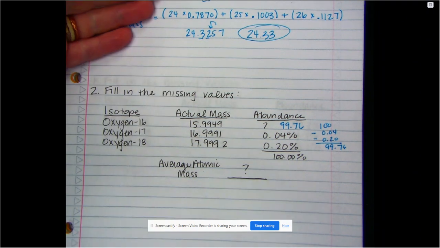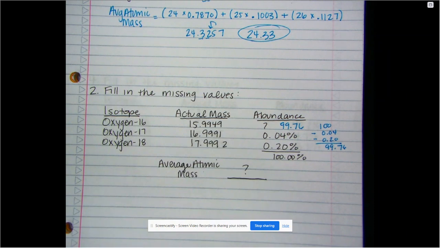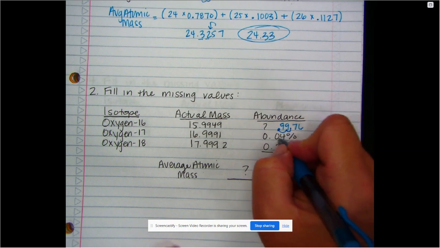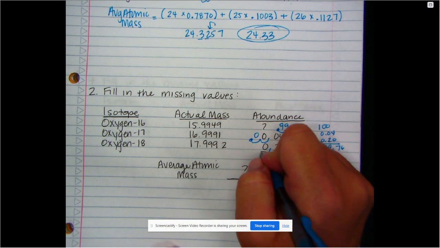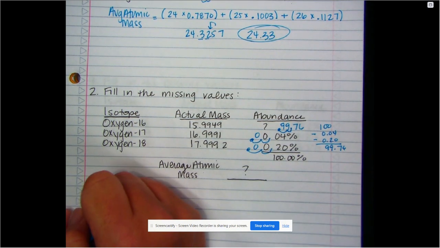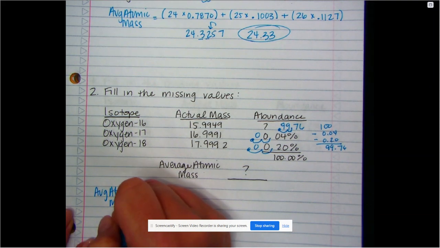I'm going to do it the same way I did in the previous question. I'm going to move my decimal places first and then plug into my equation. So 1, 2, 1, 2. I'm going to have to backfill a 0 here. 1, 2. I'm going to have to backfill a 0 there as well. Okay. So average atomic mass.